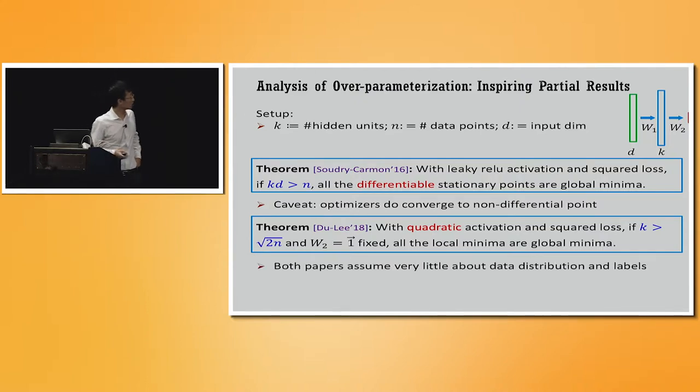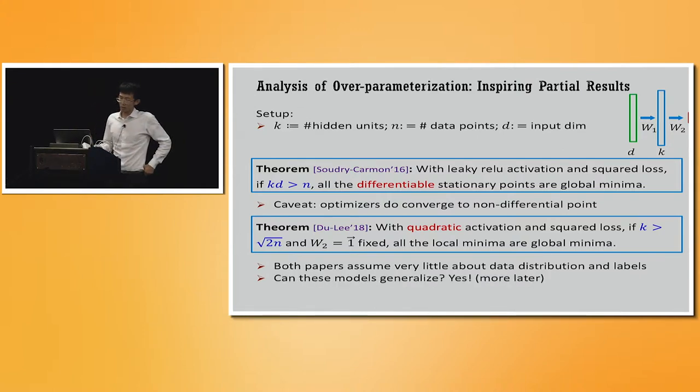One of the strengths of both of these papers is that they assume very little about the data distribution and labels. It depends on how you view it. In some sense, it's a big feature, but sometimes it can also be viewed as a small bug, because if you don't assume anything about the data distribution and labels, it's probably hard to get very good results when you have more and more non-linearities.